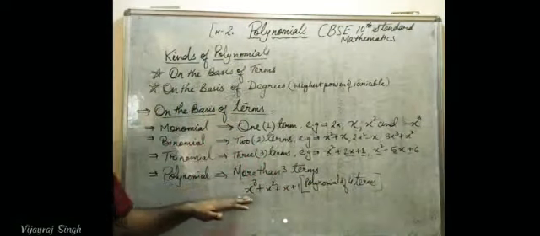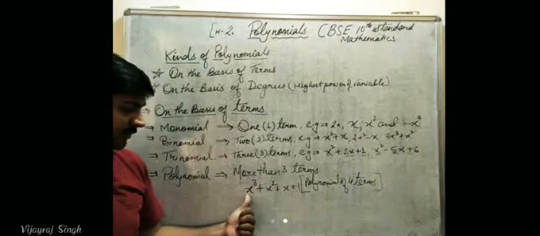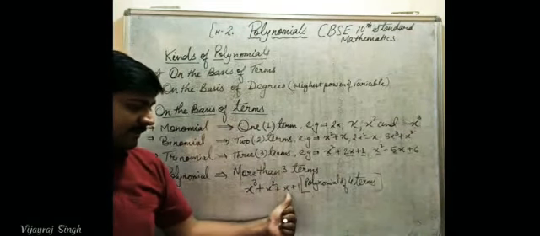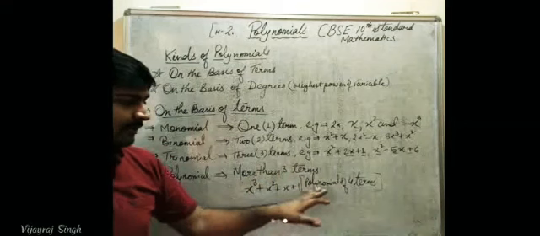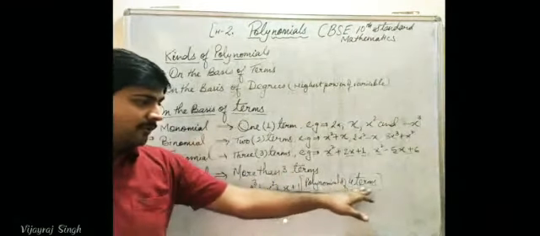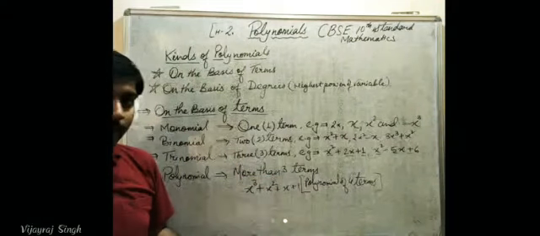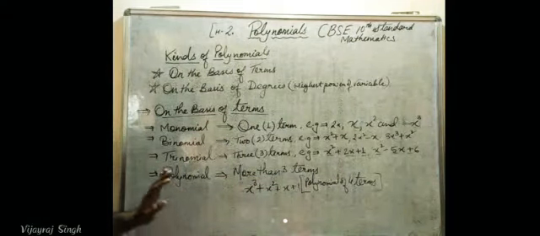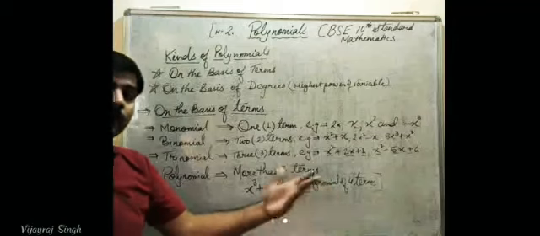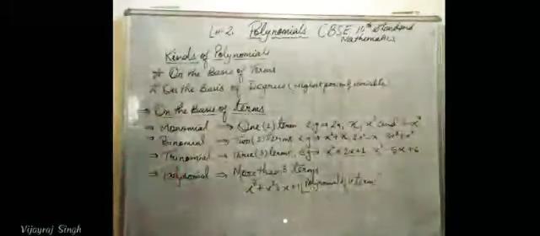If we have more than three terms, like x cube plus x square plus x plus 1, it can be called a polynomial of four terms. Means if we have more than three terms, we can directly say polynomial of 5 terms, 6 terms, 7 terms, and 8 terms, like this.